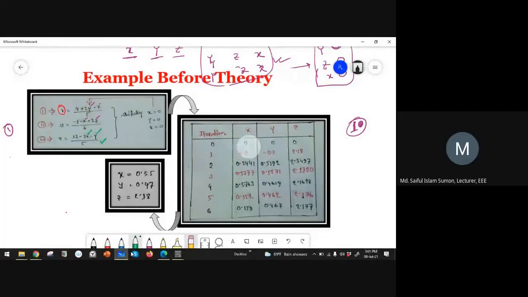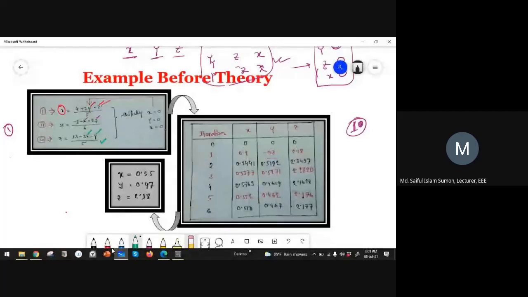In the same way, during the second iteration, whenever I am going to find the value of x, I will use the most recent values of y and z, because to find x I need the y and z values. Which y and z will I use? I will use this y and this z. These are the most recent values.